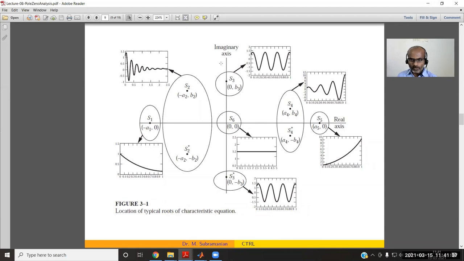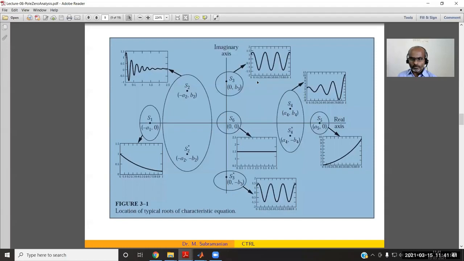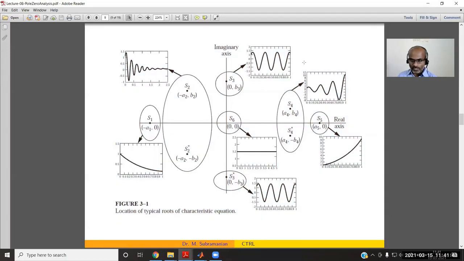If the root has only an imaginary part, we'll have undecaying oscillations, which is the case of zeta equal to 0 in your second order system. Okay, so we'll have undecaying oscillations.